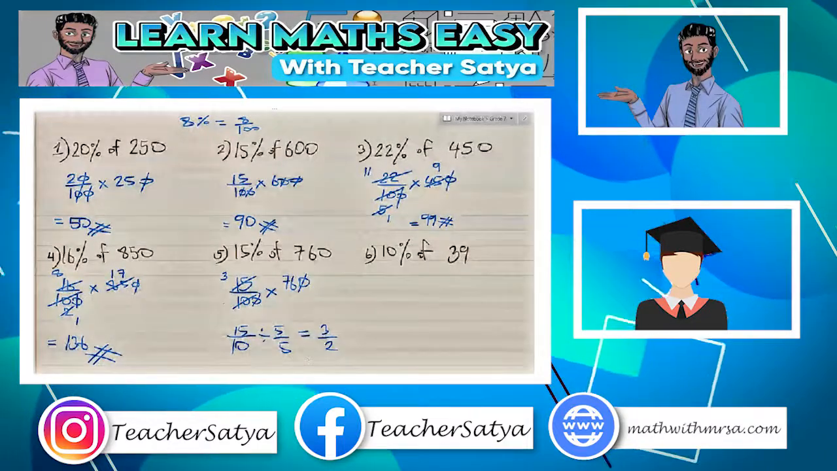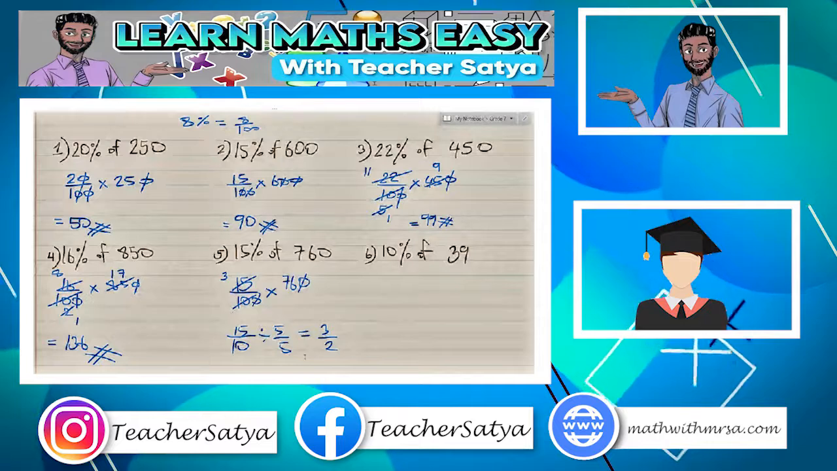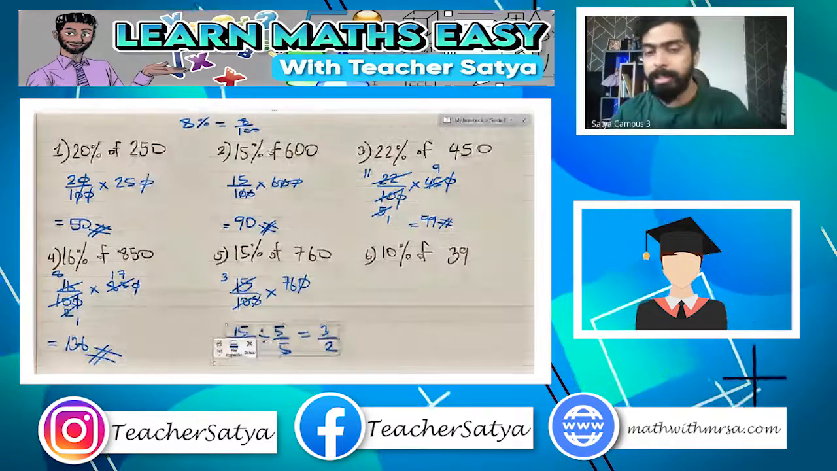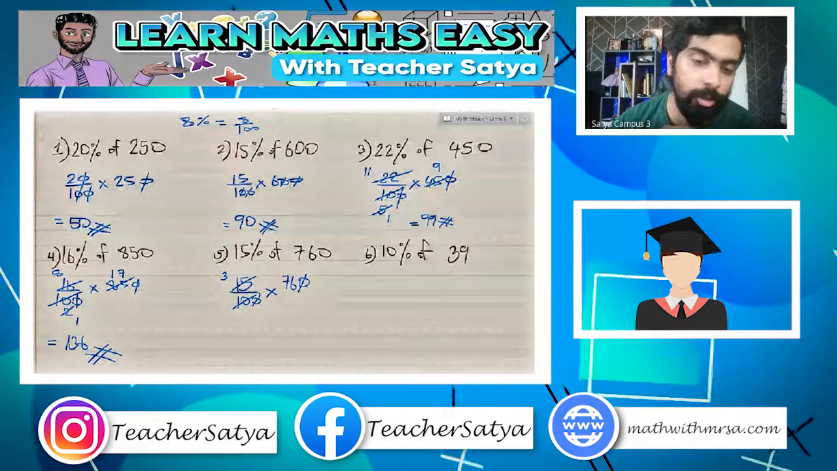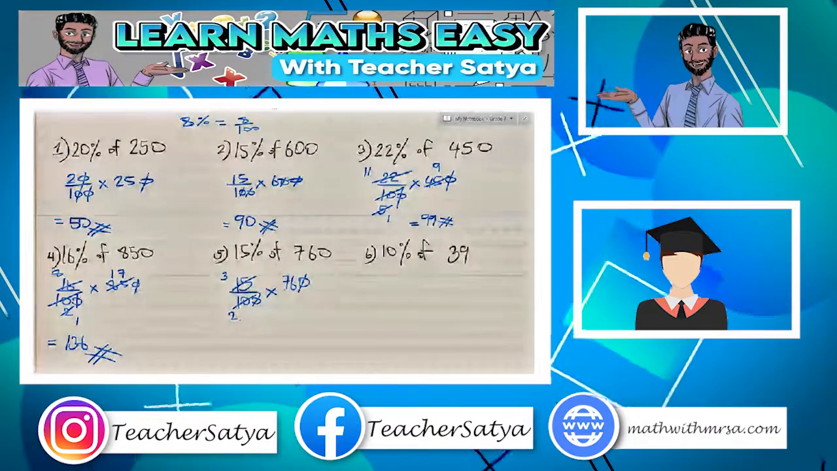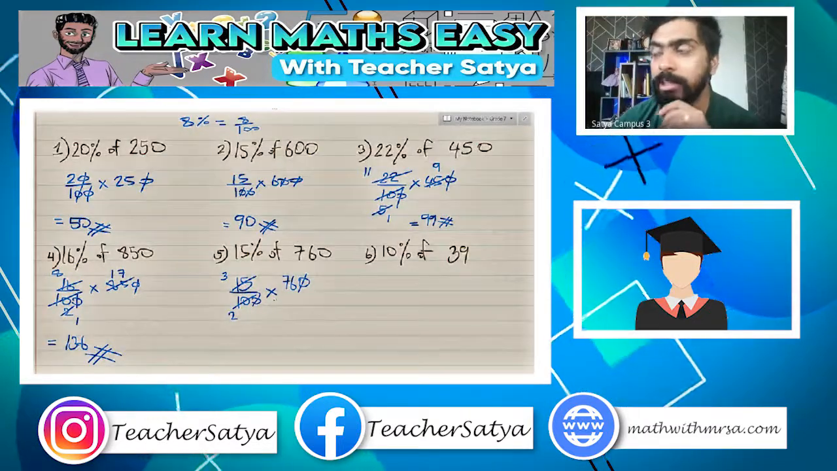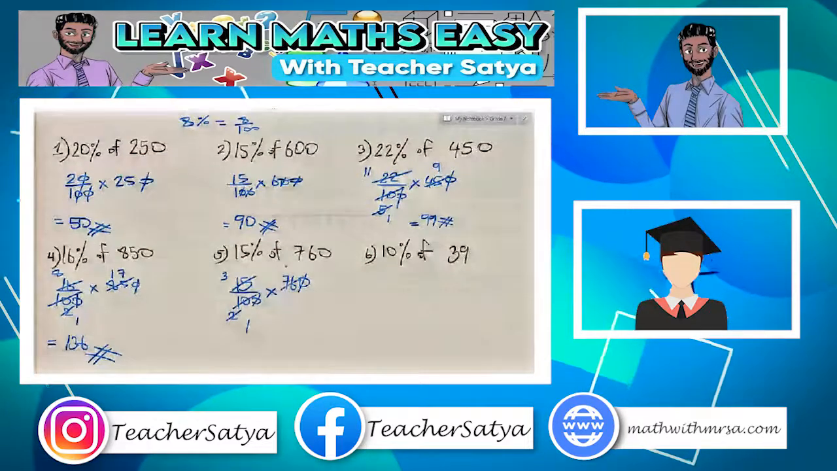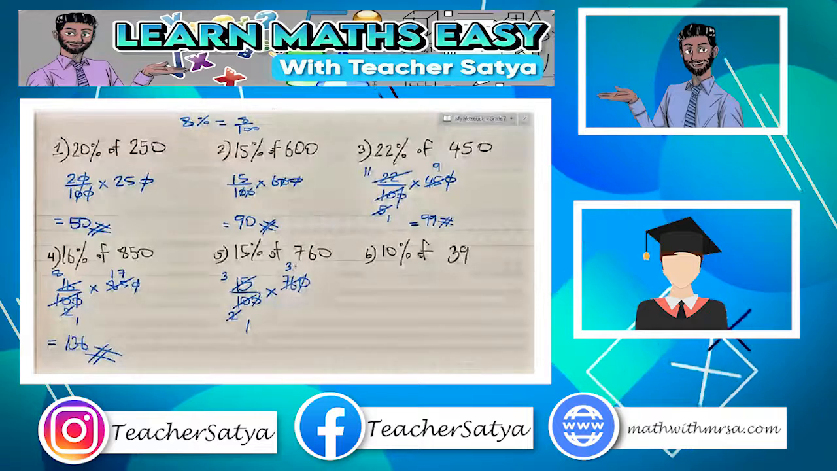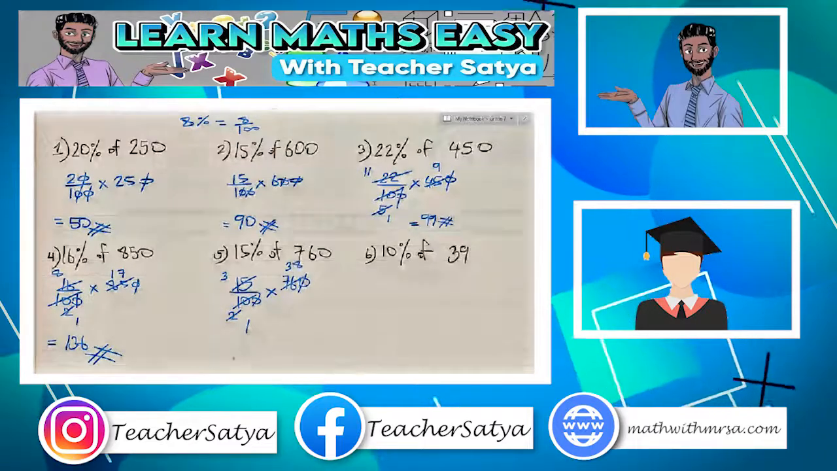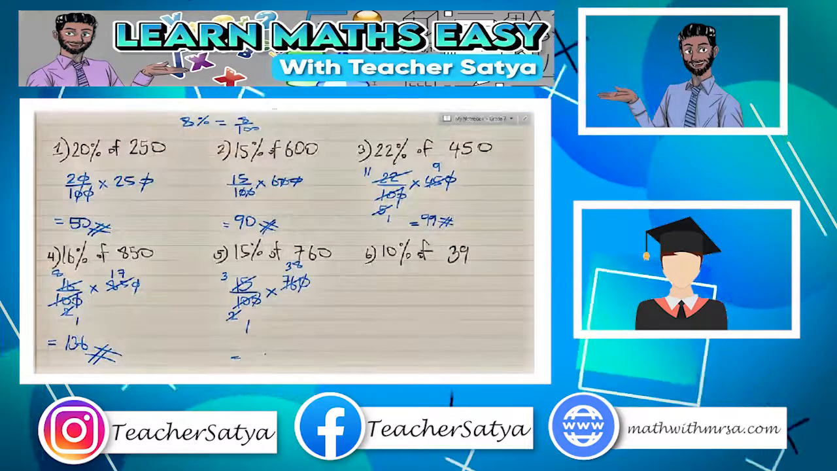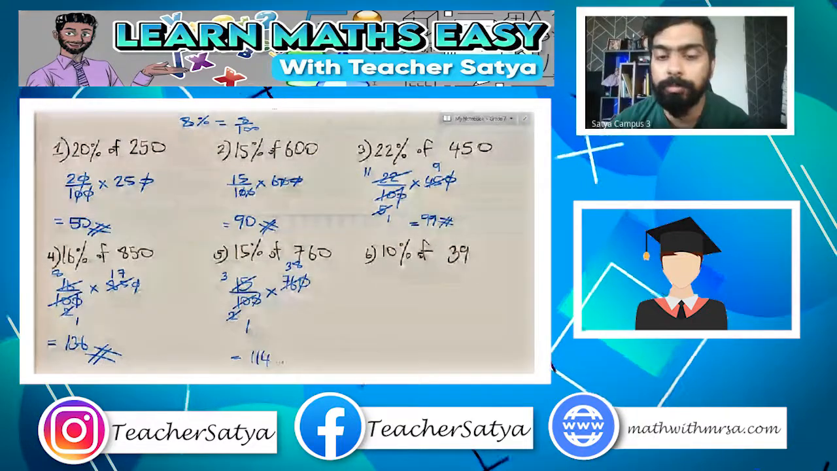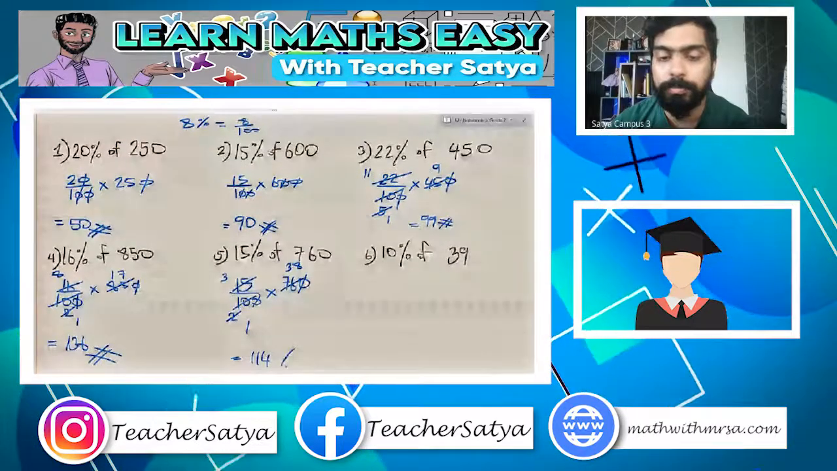Okay. I didn't do that one yet. Let me take this out. So this changes to 2. Now what else can cut? Can 2 and 76 cut? Yes. 2 changes to 1. 3 times 38? 114. Okay, and what's the answer? 114. Very good.